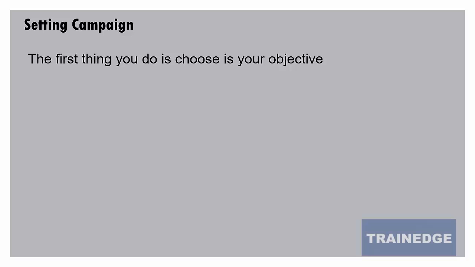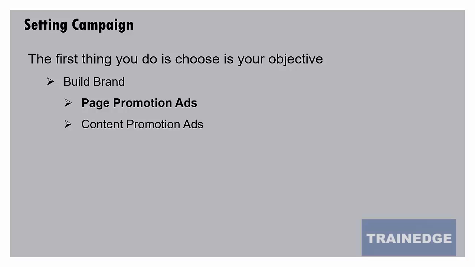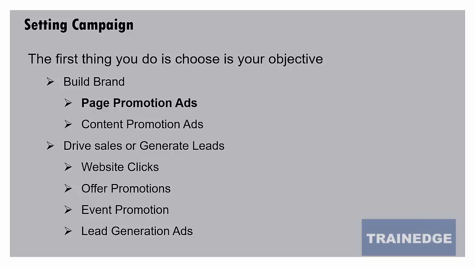So the first step is to choose your objective. On the objective page, you will select build brand as your objective, and you should select page promotion ad because you're trying to get likes for your page. You can also do content promotion ads, which promote your specific posts on the page. If you select drive sales or generate leads as the objective, then you can select website clicks ad or offer promotion or event promotion or lead generation ads as the type of ads you want to run.